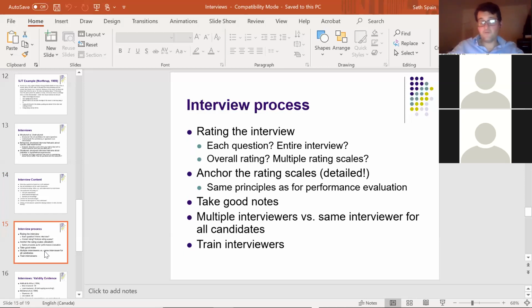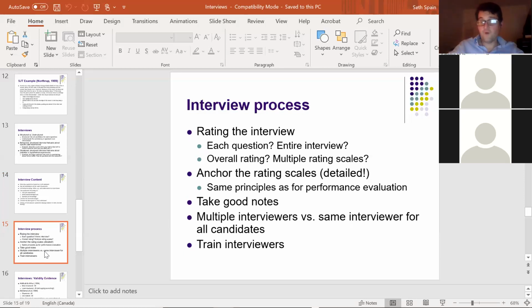Whereas the alternative, if we want to be highly structured, is that right after the interview we have the interviewer rate the interview on some kind of consistent approach. They could even be rating the interviewee's response to each question during the interview. They could just rate the overall interview.